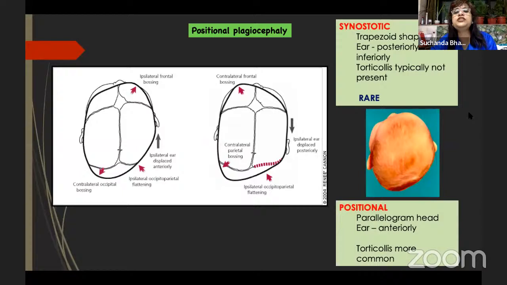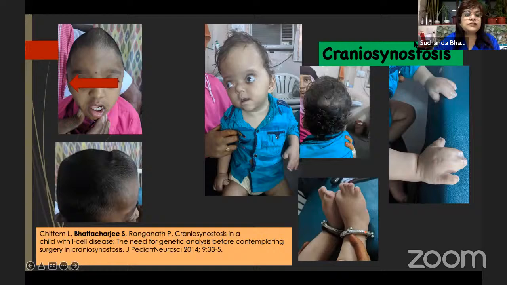Here it has to be distinguished from a posterior plagiocephaly. I will not go into the details already explained in the previous lecture, but we need to know that it is a parallelogram shape and they may present with torticollis. So these are a few examples of craniosynostosis. I'll avoid it. It could be non-genetic or genetic, as like this, with various syndactylies. And this is scaphocephaly. I will skip all this.